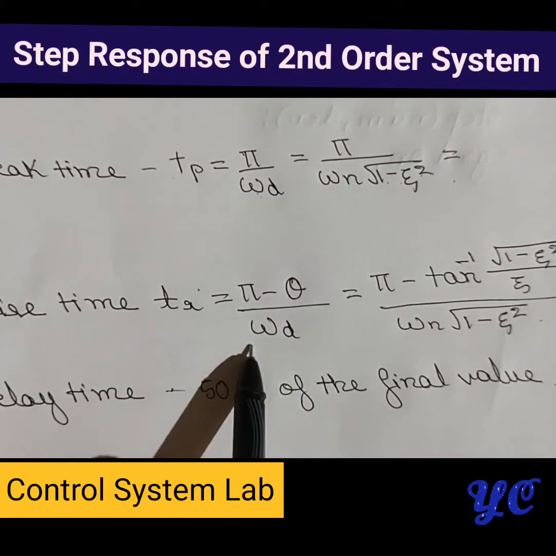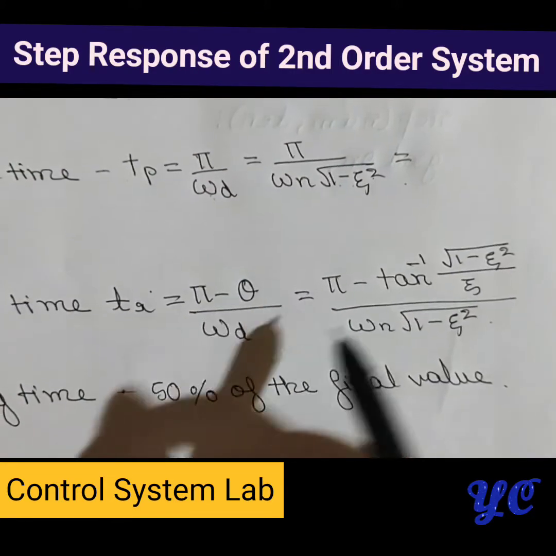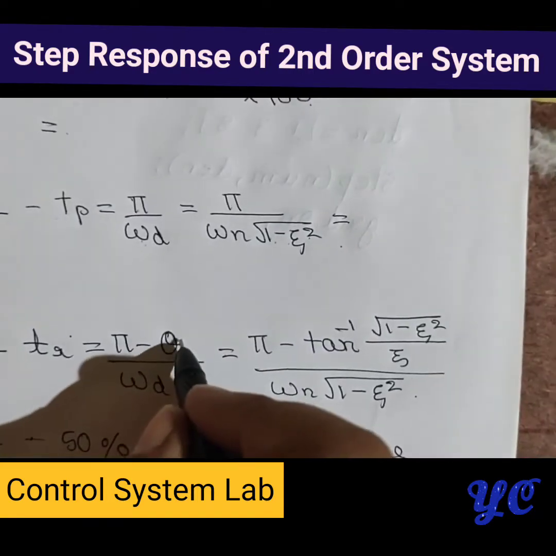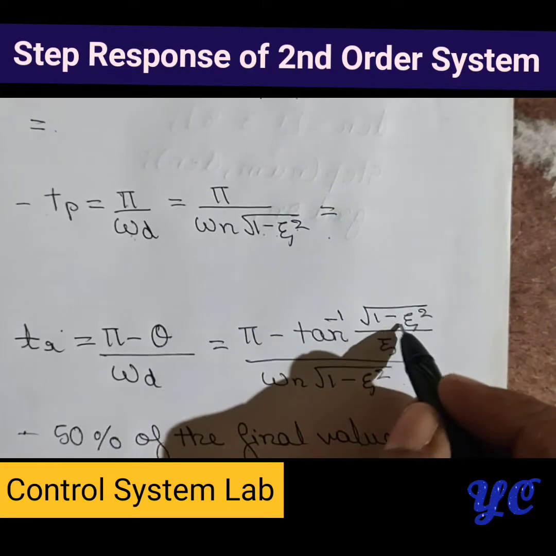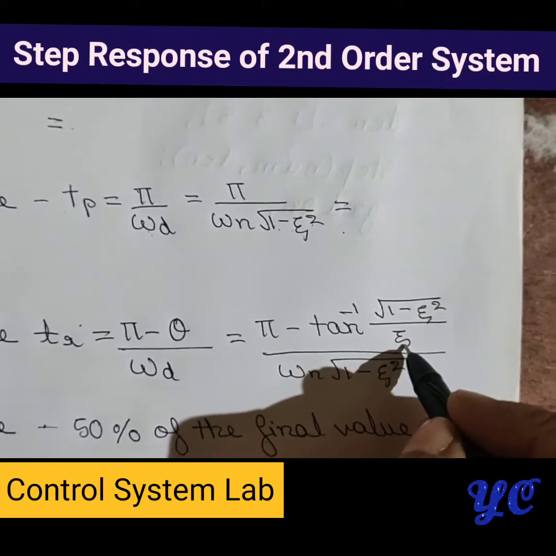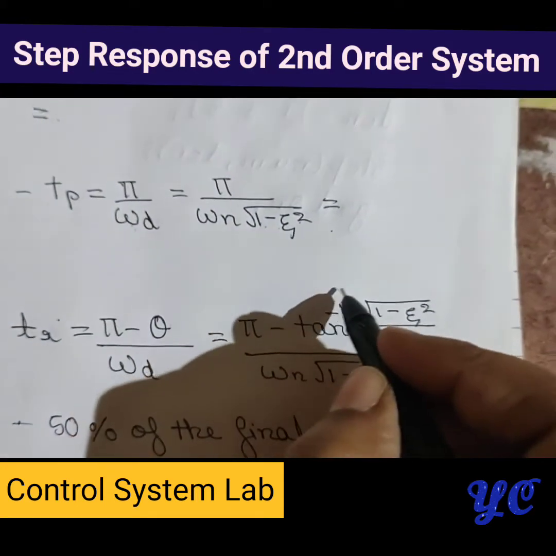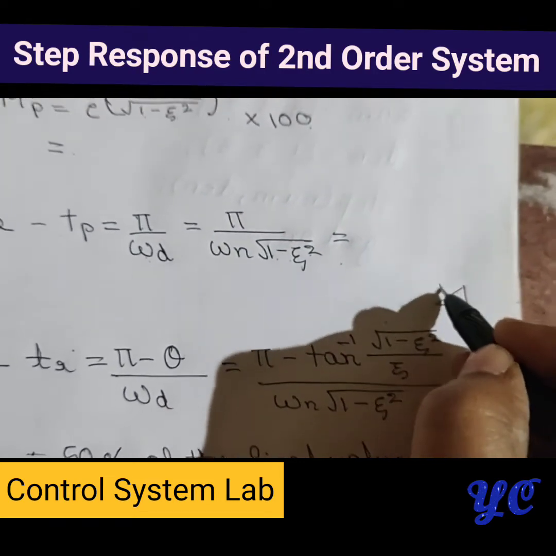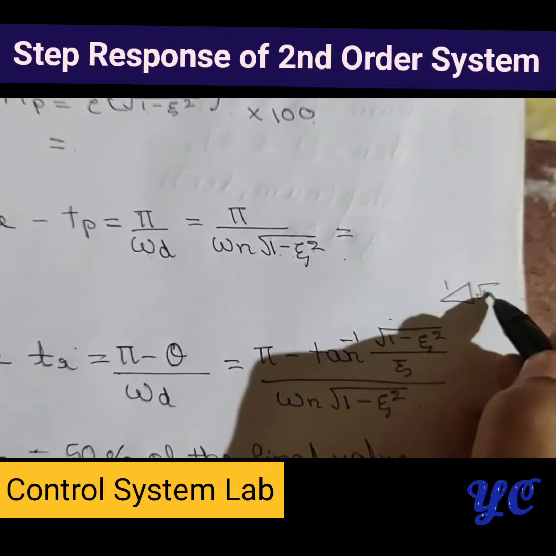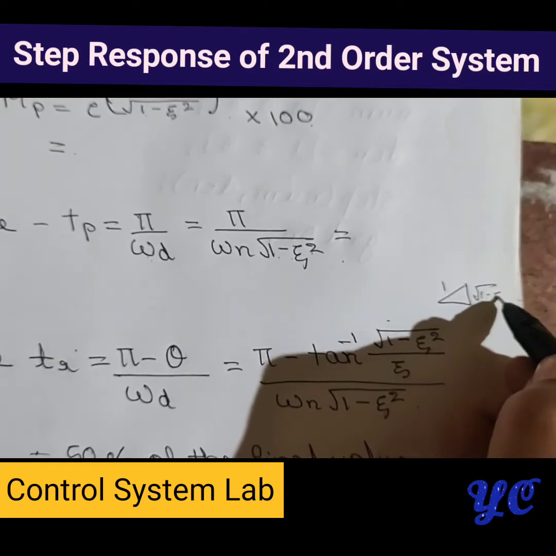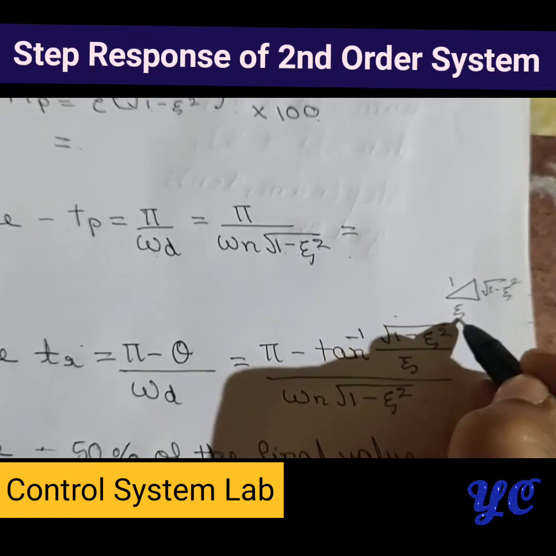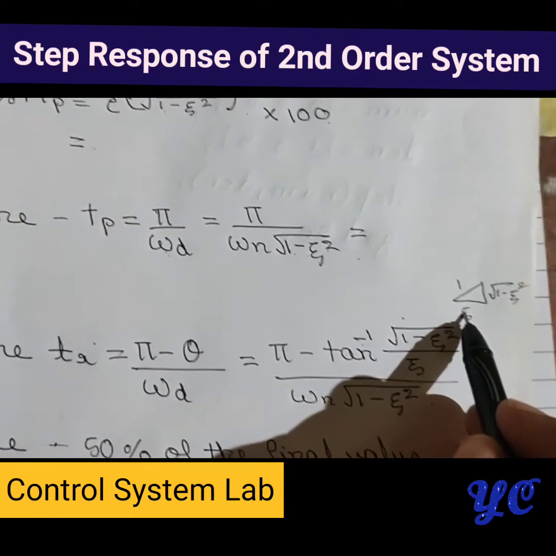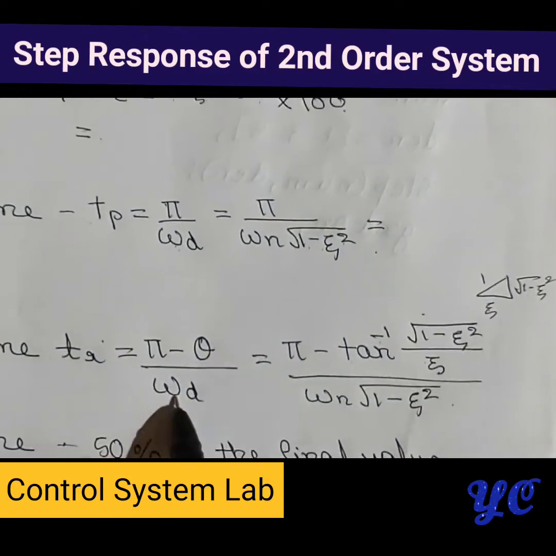Rise time is pi minus theta divided by omega d. Theta is nothing but you can use either cos or, instead of tan inverse of square root of 1 minus zeta square divided by zeta, you can use cos inverse of zeta. Because this is 1, this is square root of 1 minus zeta square, and this is zeta. So instead of tan inverse, you can use cos inverse of zeta, and the omega d value.